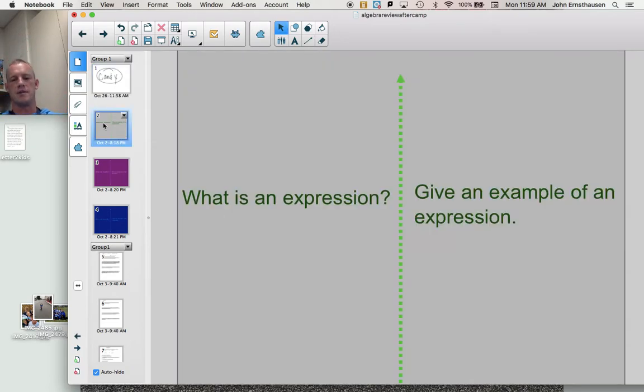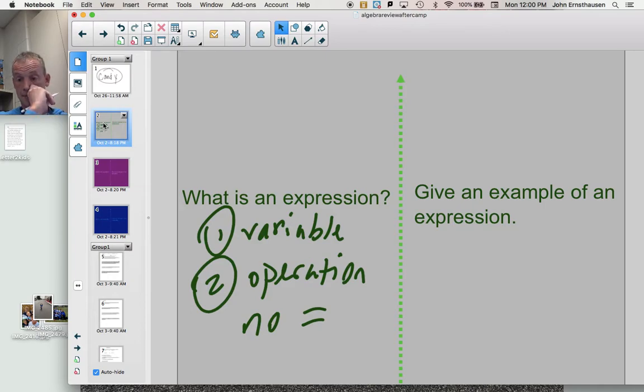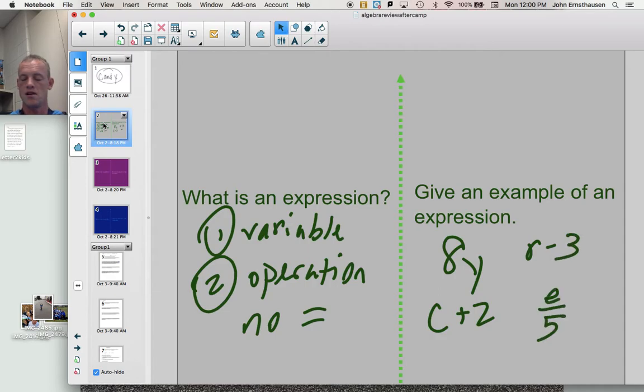All right, so the first thing we're going to do to review today is, what is an expression? Okay, we've talked about this a lot this year. An expression, and you can write this on your board and pause the video, that's my preference for you during these, is going to have two things. If it's algebraic, it's going to have a variable, it's going to have an operation, but there is going to be no equal sign. So an example of an expression, again, pause the video, would be like 8y, c plus 2, r minus 3, e divided by 5.